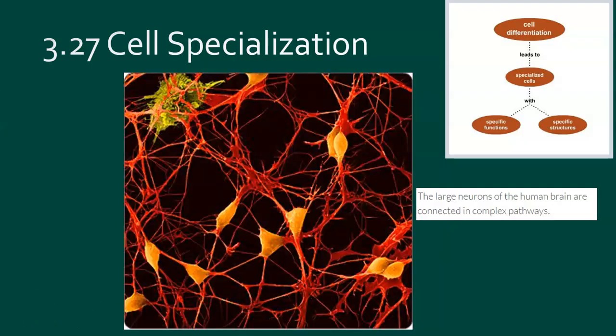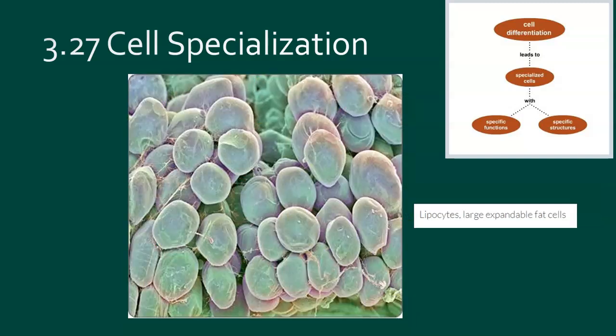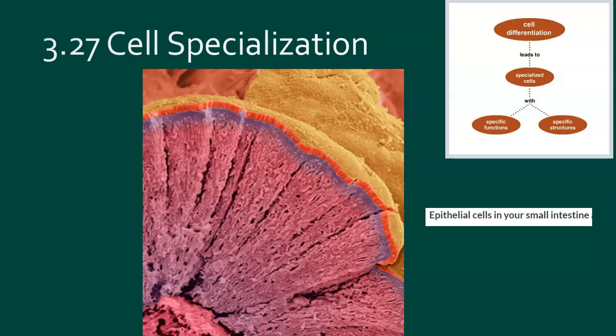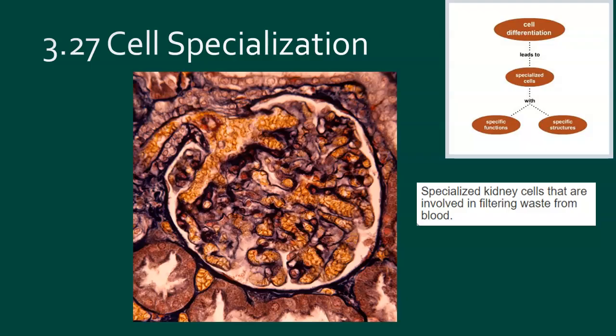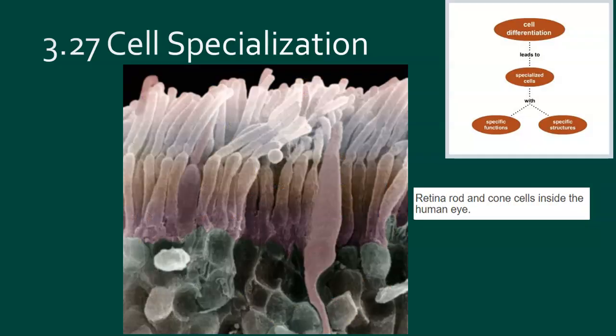This here is a picture of neurons. The large neurons of the human brain are connected in complex pathways. These are lipocytes. These are large expandable fat cells. Epithelial cells are in your small intestine. And then these are specialized kidney cells that are involved in filtering waste from the blood. I always think that looks like a walnut, but it's not. Those are kidney cells. These are retina rod and cone cells inside the human eye.